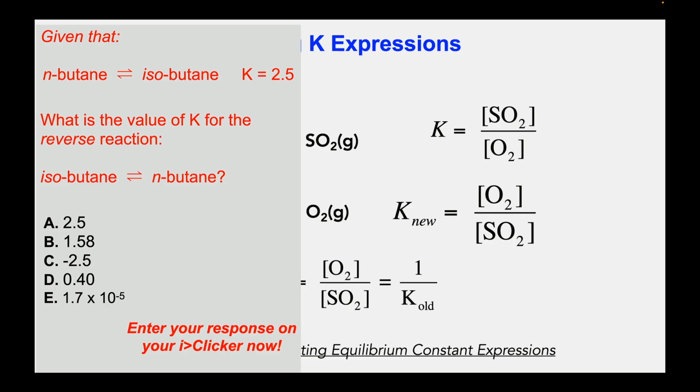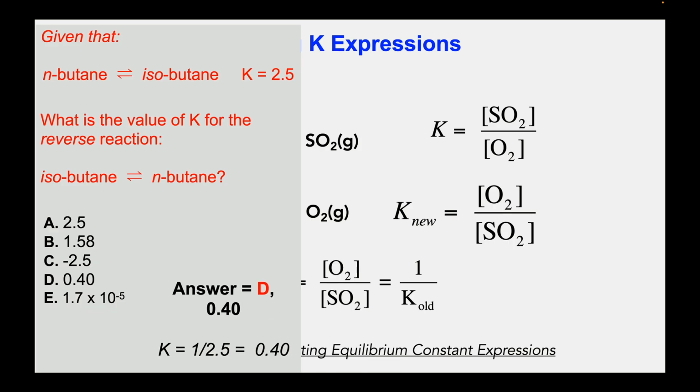Well, to get the value of the new K, you would take the inverse of the old K. So since these reactions are literally flipped, the new K will be 1 over the old K, 1 divided by 2.5. And if you throw this in your calculator, 1 divided by 2.5 is 0.40. That's going to be the value of your new equilibrium constant.